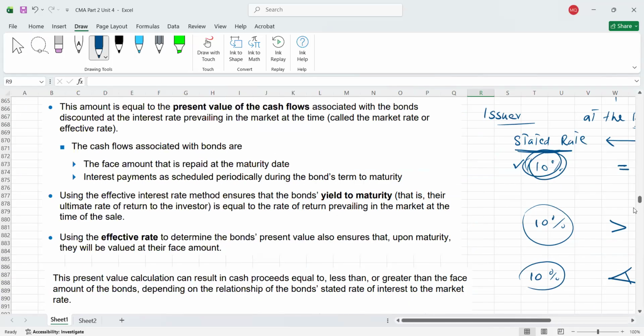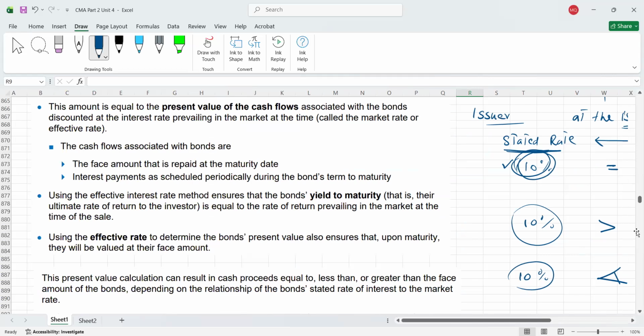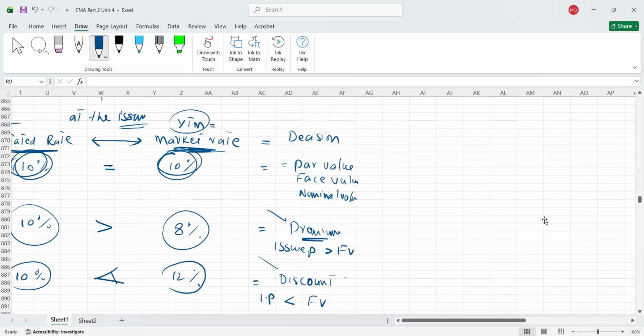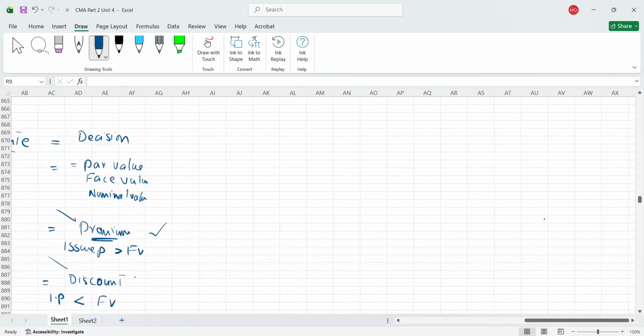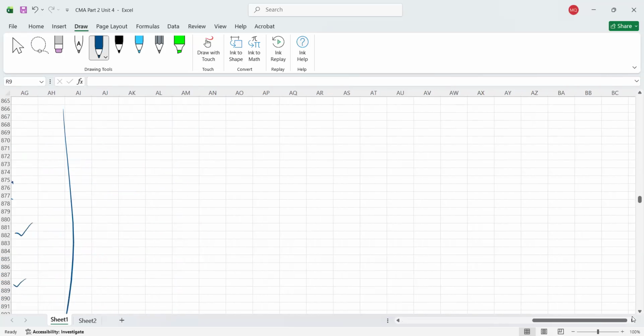So now guys, the next question we need to understand is how you will decide the amount of premium or discount. Here we go. I'm just going to show you small calculations. This is the decision at the time of issuance of bonds. So simply, what you will do is calculate the present value of bonds.